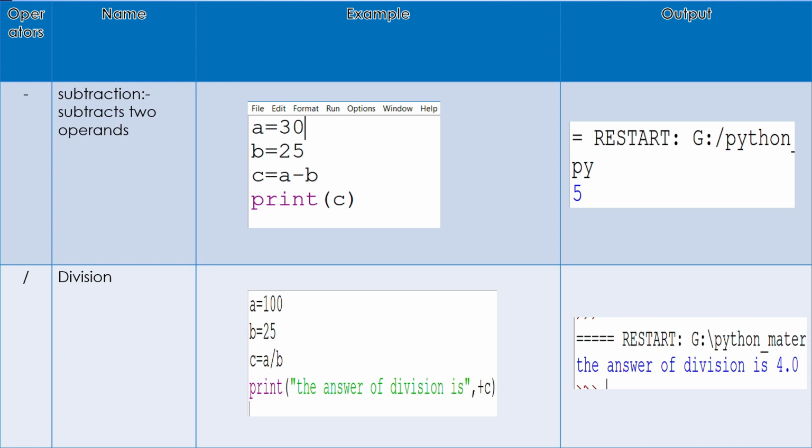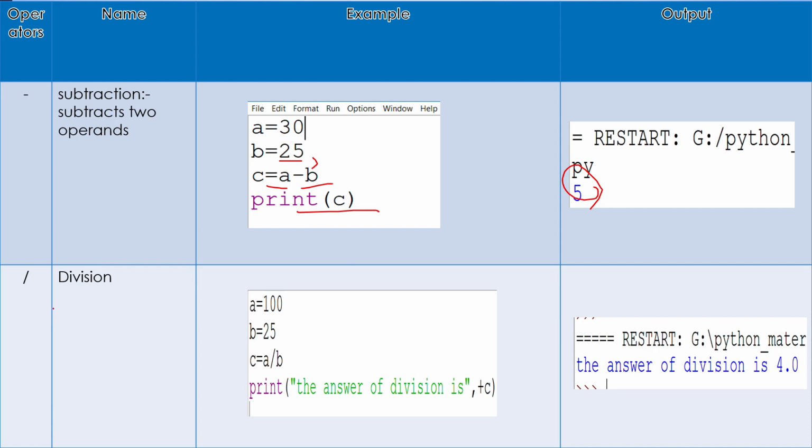Now the second operator is the subtraction operator, which is also an arithmetic operator. So A is equals to 30, B is equals to 25, C is equals to A minus B. Print C. A is an operand, B is an operand. A consists of 30, B consists of 25. A minus B, 30 minus 25. Print C. Now the answer is 5.